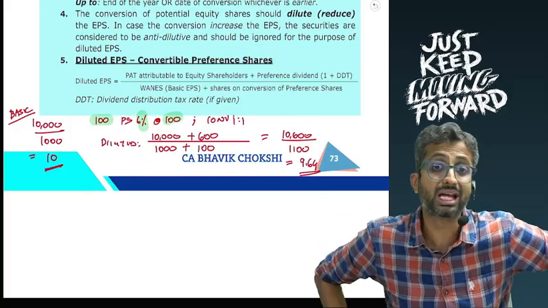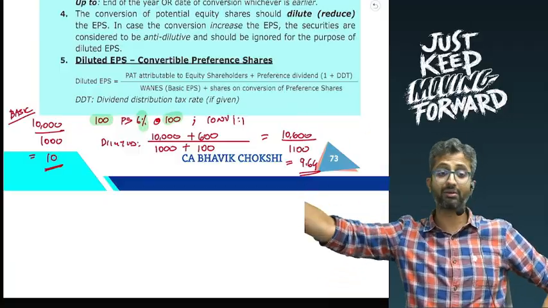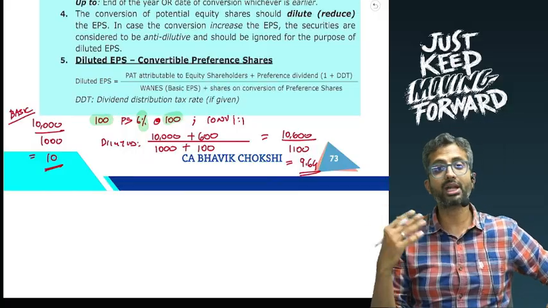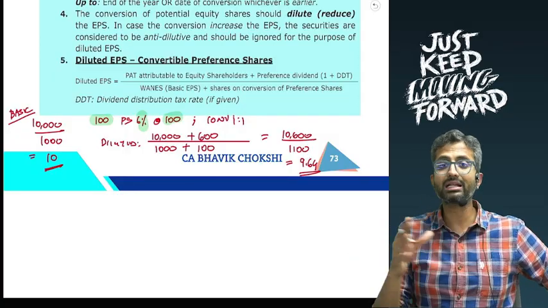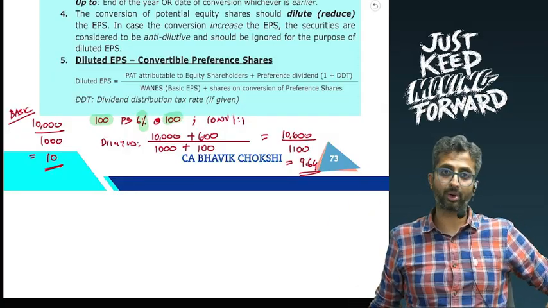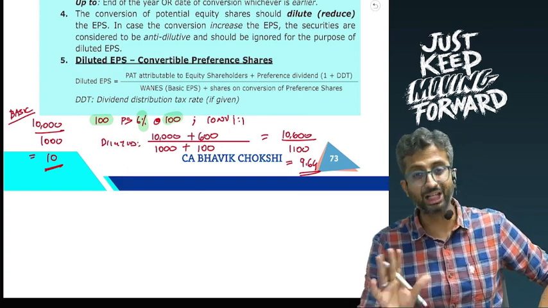If these preference shares were to hypothetically convert, I want to keep the readers mentally prepared that, by the way they have not, but if they do convert, then what will be the position? All else remaining constant, your profit will fall to 9.64. 9.64 is lower than 10, and hence these instruments are dilutive.